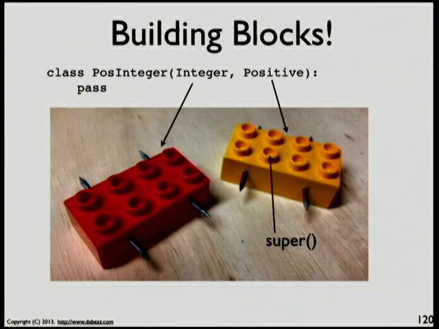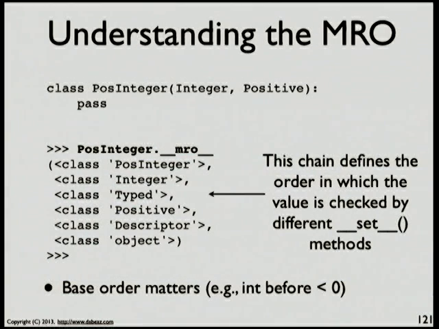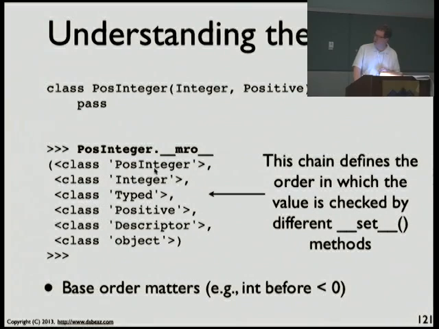Okay. So you have these little building blocks, and really to understand what's going on here, you have to get into the depth of the method resolution order. This is a big topic in Python. We could do a whole tutorial on that. But one of the things that happens with classes is that when you use multiple inheritance, Python determines this method resolution order list that orders all the classes. So you'll see this thing going positive integer, typed, positive, descriptor, object, things like that. This actually defines the control flow of all those set functions.